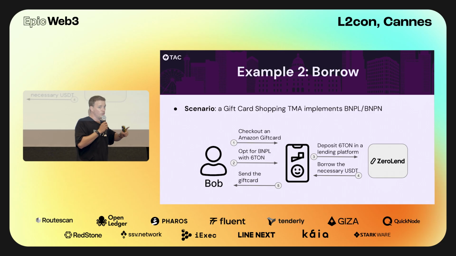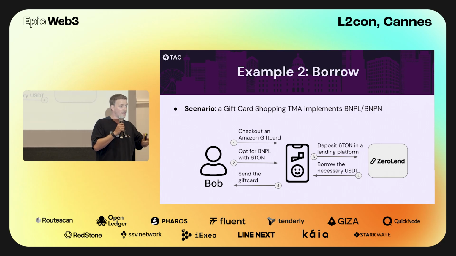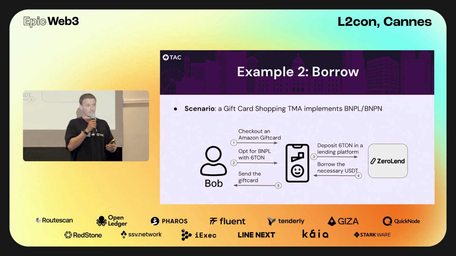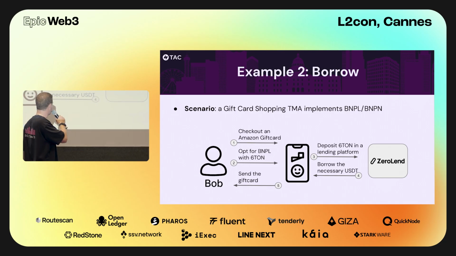The point is that the user doesn't need to access Zeroland, Morph, or Euler to do this. It's fully embedded in the game. Zeroland, by the way, is one of our alpha partners as well, so kudos to the team that is building on top of TAC. And these 6 TON get deposited as collateral into Zeroland. The necessary USDT are borrowed directly, so no action is needed from the user, and the gift card is sent.